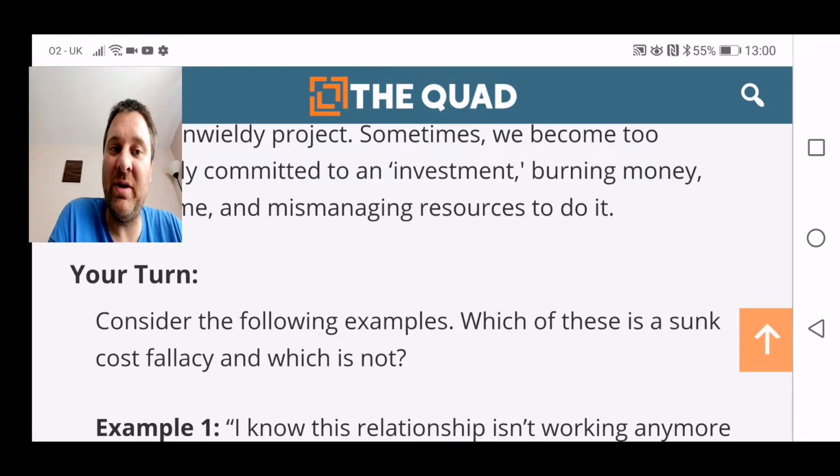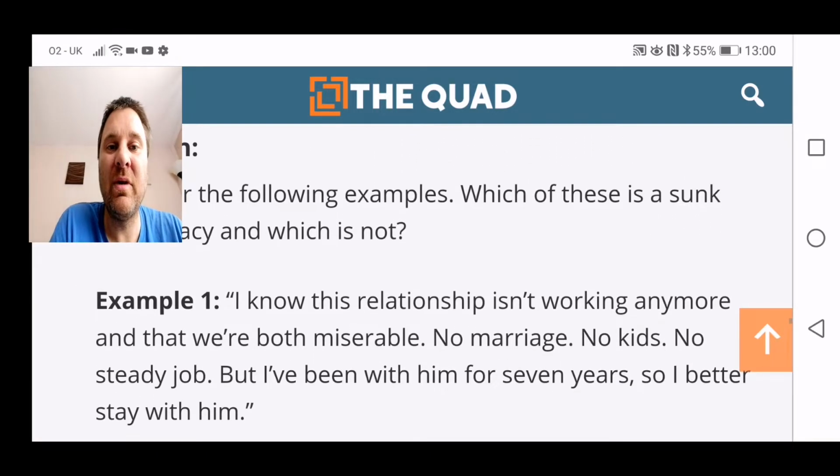Consider the following examples. Which of these is a sunk cost fallacy and which is not? Example 1. I know this relationship isn't working anymore and that we're both miserable. No marriage, no kids, no steady job, but I've been with him for 7 years, so I better stay with him.